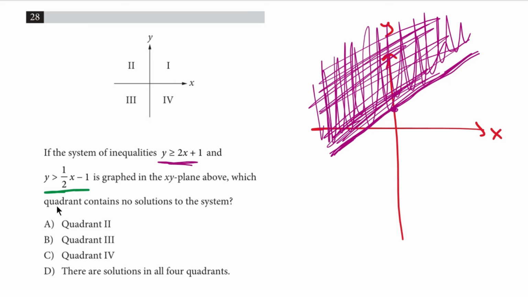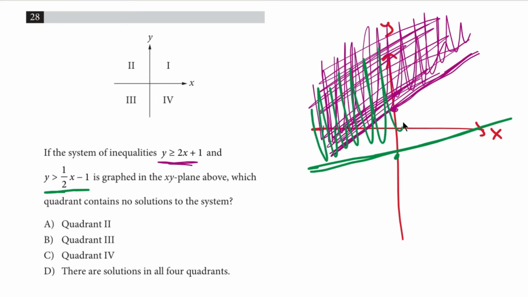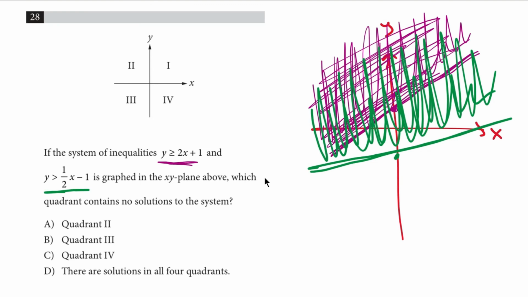Now when it comes to the next one, y is larger than 1/2 x minus 1, the y-intercept is negative 1, and the slope is a little bit less steep. And again, since y is larger than that, the solutions are contained above that line. So if this were a system, that means if both of them were dependent on each other, the solution to that system would be the regions where both colors intersect. That means both inequalities have solutions or are satisfied.